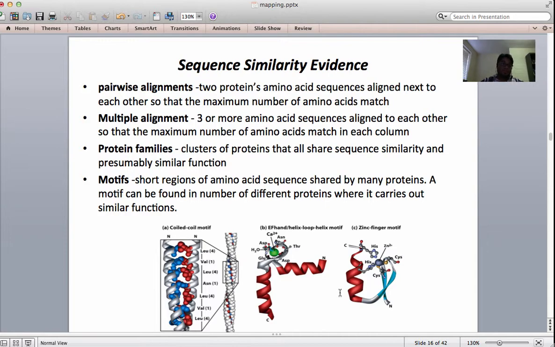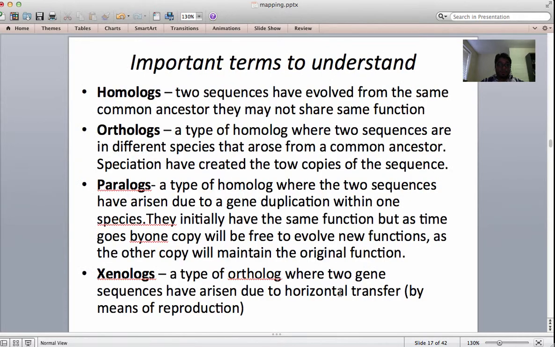To start off with protein function, one moves on with pairwise alignments and does multiple sequence alignments, does clustering and searches protein families, and also searches short regions of amino acids, like protein motifs, which carry out some functions. The other important terms related to assigning protein functions are homologs, orthologs, paralogs, and analogs. Homologs are two sequences which have evolved from the same common ancestor, but they don't share the same function.